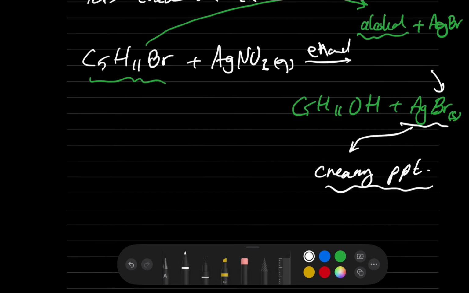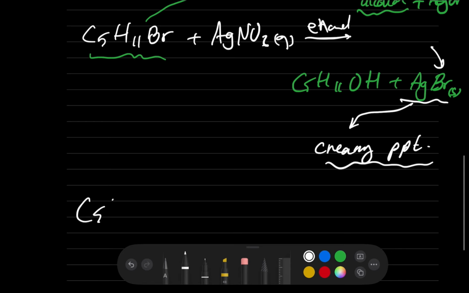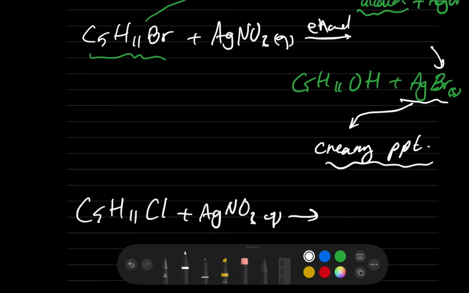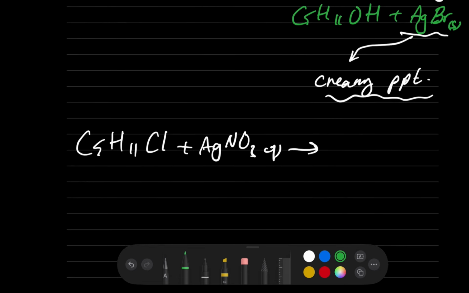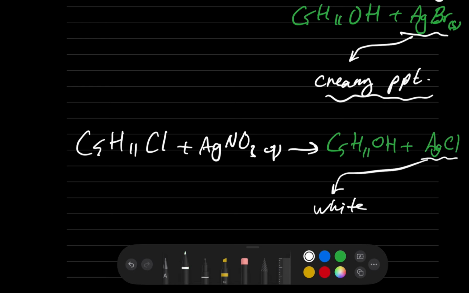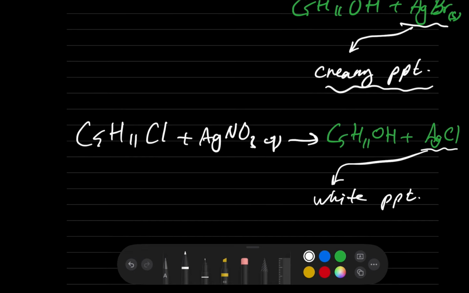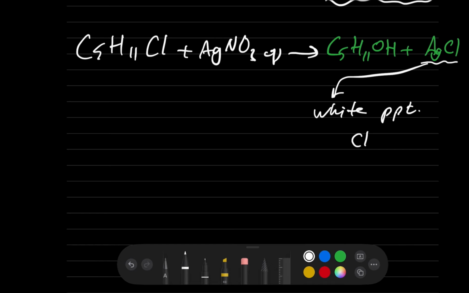But suppose that we had C5H11Cl and we add it to AgNO3, aqueous, dissolved in ethanol. The product is going to be pentanol as well, C5H11OH, and we have a substitution, in addition to AgCl, and AgCl is a white precipitate. So the observation in this case will be a white precipitate, and then we can deduce that the halogen that we have is chlorine.